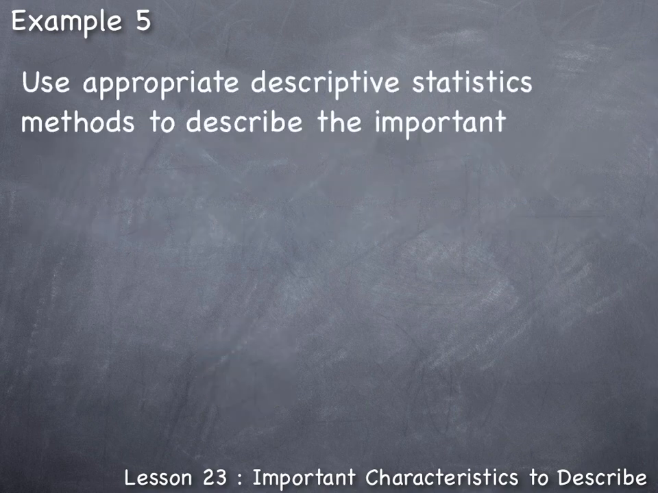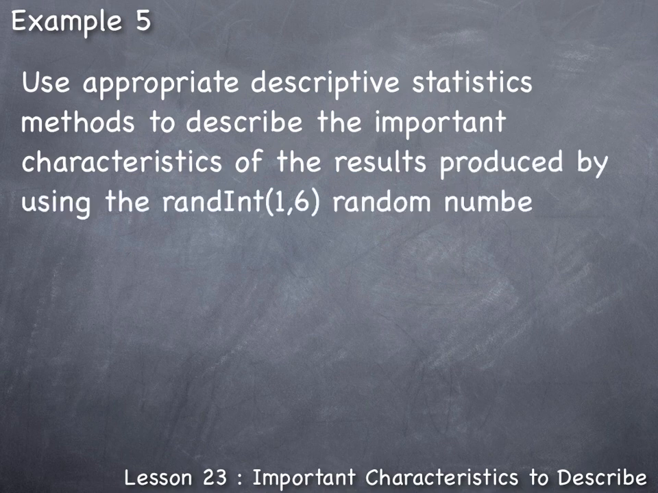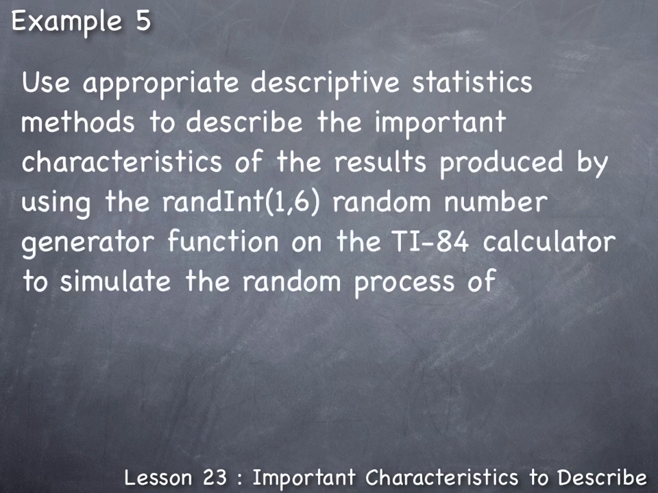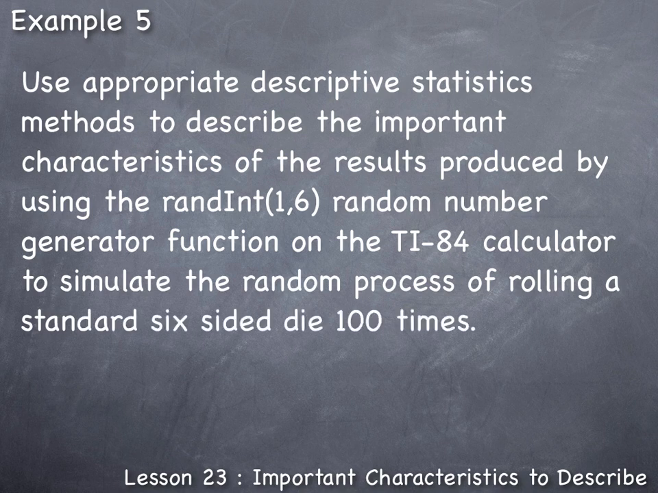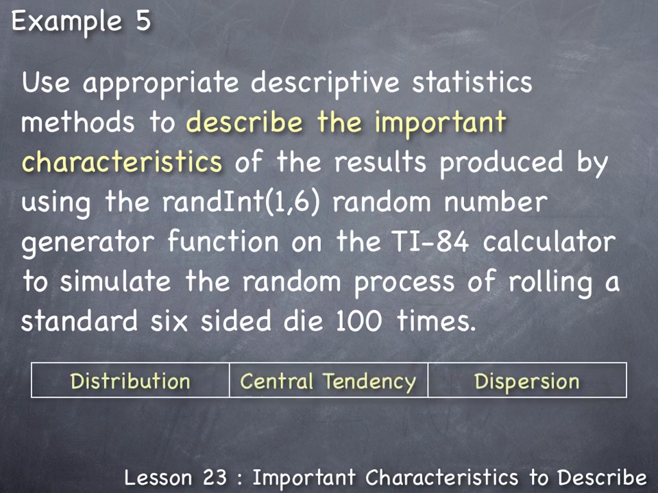Use appropriate descriptive statistics methods to describe the important characteristics of the results produced by using the randInt(1,6) random number generator function on the TI-84 calculator to simulate the random process of rolling a standard six-sided die 100 times. So to describe the important characteristics of data, we need to use words of the problem to describe the three main aspects: the distribution, the central tendency, and the dispersion. The results in this case will be generated by using the TI-84 calculator's randInt(1,6) command 100 times.